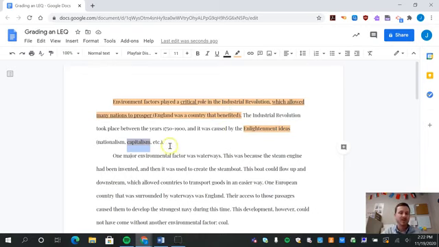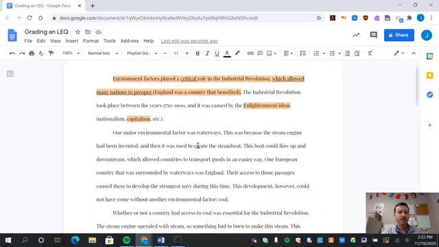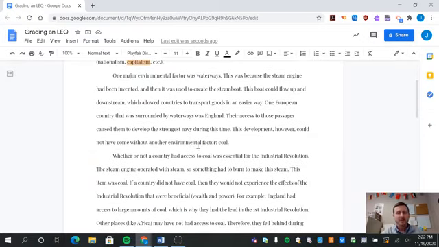All right. So in this paragraph, this student would get not only the thesis statement point, but also the historical context point. And if you know anything about the averages for an LEQ, it's probably somewhere between a 2 and a 3 range. So if you can get 2 points within an introductory paragraph, you're pretty much guaranteed to beat the average. All right, so moving on. One major environmental factor was waterways. All right, what I like about this sentence is that it's just short, sweet, and to the point.